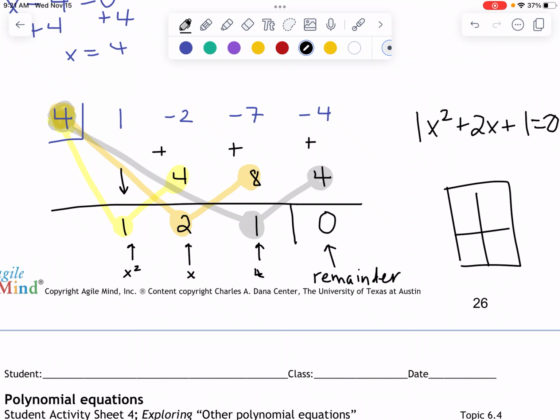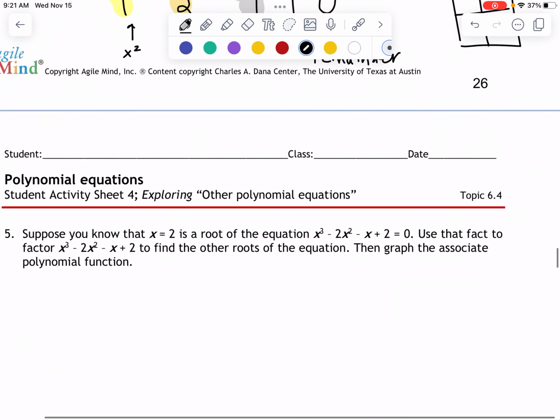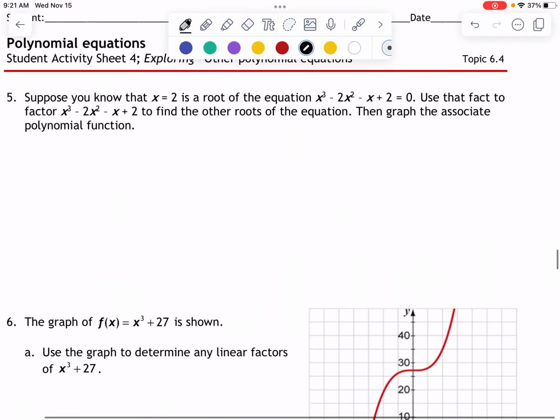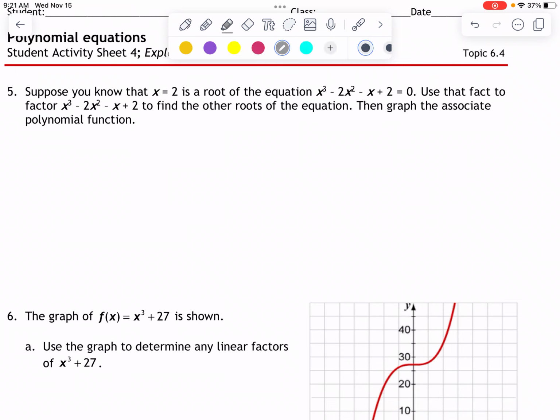All right, cruising on. We're going to try another one with synthetic division. In this problem, we're told that x equals 2 is a root of our equation. So in the little box in the top line, I'm going to put in 2 because that's my answer. We're going to divide x minus 2 into 1x cubed minus 2x squared minus 1x plus 2.